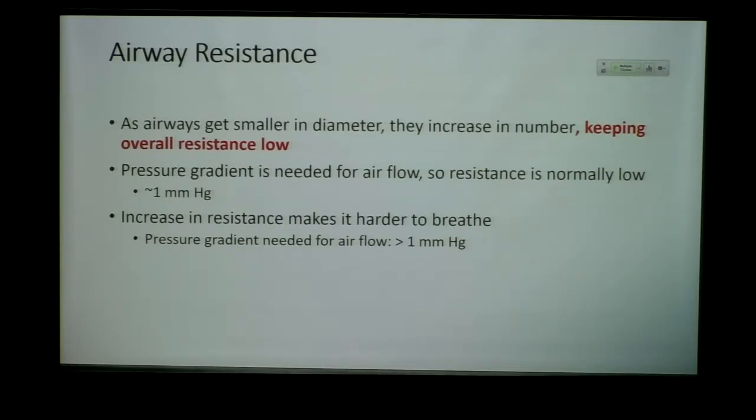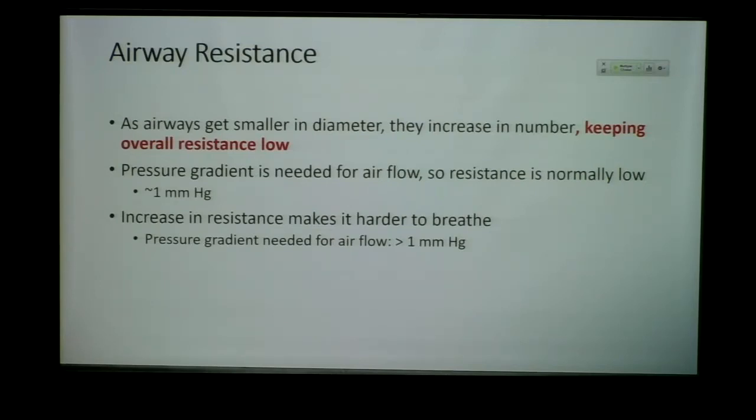So very similar to what we saw with capillaries, because there's so many capillaries and the branching is so extensive, we kind of maintain flow, or we keep resistance low because of that very high branching. And that's what we see here in the lungs as well. So even though the radius gets smaller down in the distal part of the airway, resistance is still low because of that extensive branching.